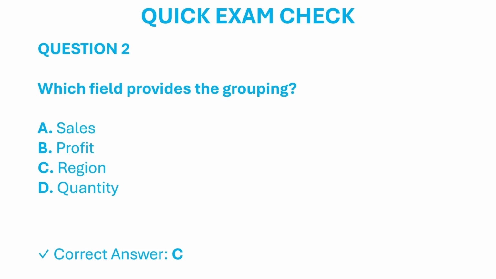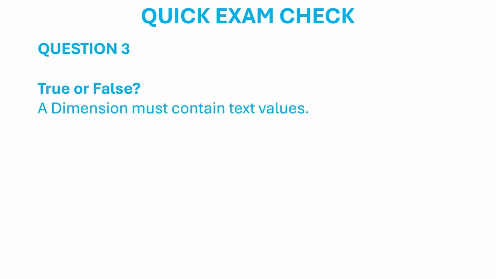Here's the final question: true or false? A dimension must contain text values. Think carefully about whether the dimension definition is actually based on the data type of the field. Once again, pause the video to choose your answer. The correct answer is false.